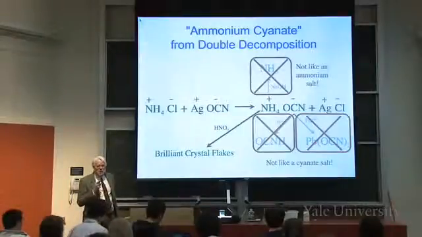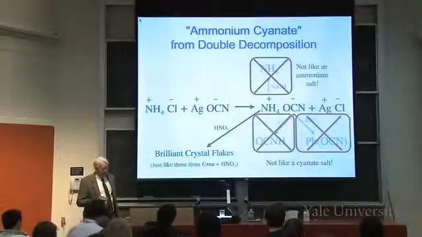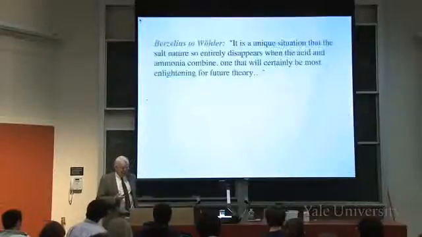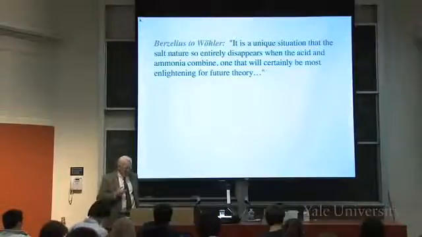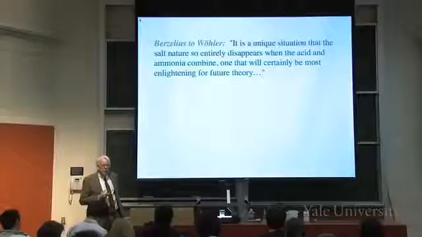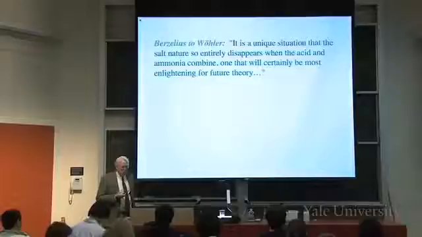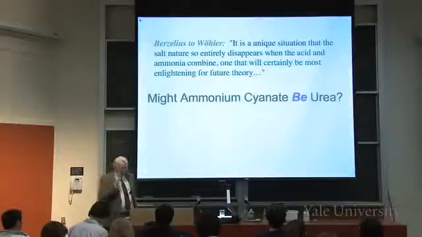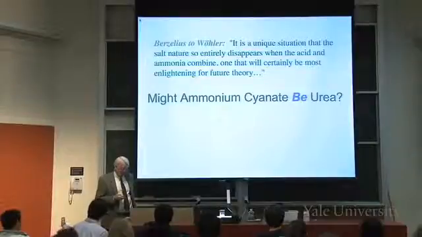And he knew that you got the same thing when you treated urea with nitric acid, just like those from urea and nitric acid, right? So this raised the question. Berzelius wrote to Wöhler in reply to that, "It is a unique situation that the salt nature so entirely disappears. It doesn't look like dualism anymore when the acid and the ammonia combine, one that will certainly be most enlightening for future theory. So might ammonium cyanate actually be urea? Might urea be ammonium cyanate with very curious properties?"